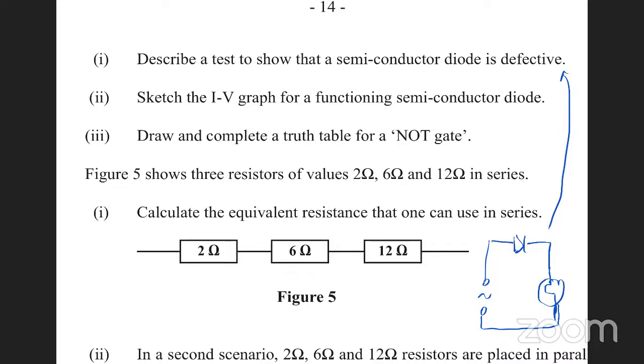So all you have to say is set up as shown above and tell them what to expect. If the diode is working, the bulb will flicker on and off. If the diode is not working, it will stay on or stay off. What does the graph for the IV look like, Faith? What does the IV graph look like for a diode? Right, well, yeah. Conducts in one direction alone. Right, nothing in the negative part.